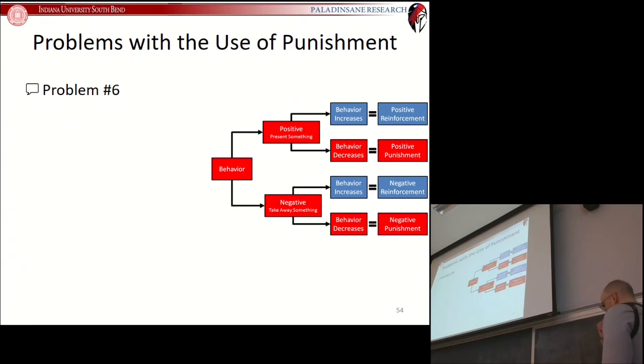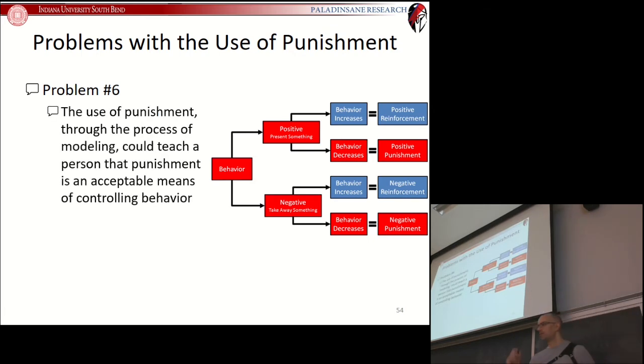All right, problem number 6. And this is a big one, especially if you're in a position of authority. And it has to do with the fact that your punishment contingency that you are implementing through the process of modeling, and we're going to talk a lot more about observational behavior and modeling, but basically as an example, if you punish somebody, you could teach that person that punishment is an acceptable means of controlling behavior.